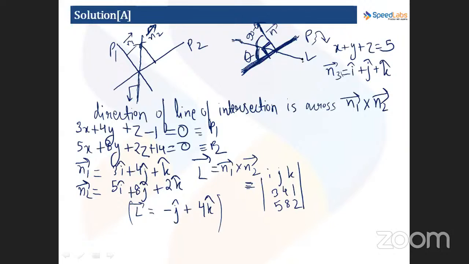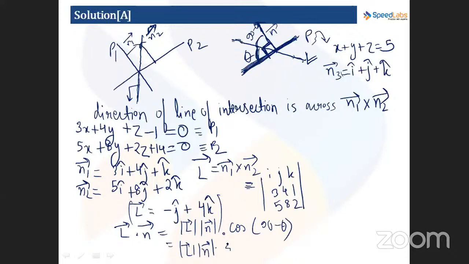And now I can find the dot product of this line L and this normal vector, and we'll get the angle. So L dot N is equal to modulus of L modulus of N into cos of the angle between them. The angle between them is 90 minus theta. So this is mod L mod N sin theta. So I got one thing, that whatever angle comes, that will be in terms of sine inverse.